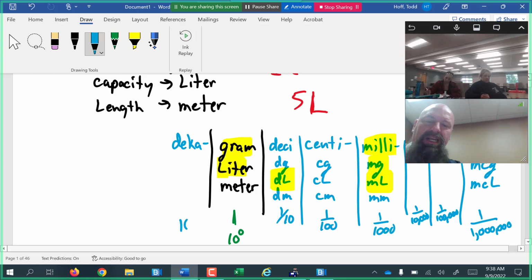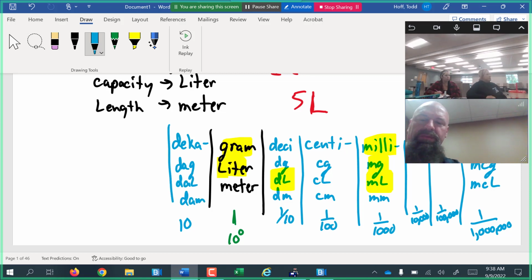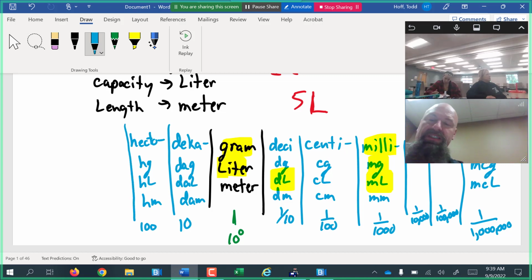Deca means 10. So since DG was deci, we use DAG or sometimes DKG for decagram, DAL for decaliter, and DAM for decameter. So that would be 10 grams or 10 liters or 10 meters. I've never seen that unit used in any sort of practical application. Hecto is the next prefix, which is 100. So a hectogram is 100 grams, hectoliter is 100 liters, hectometer is 100 meters. Outside of land surveying, I've never seen that prefix used for anything practical.